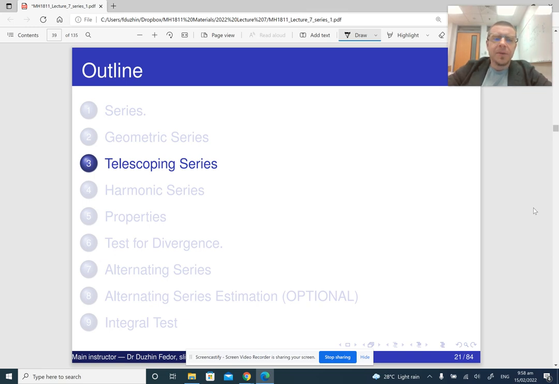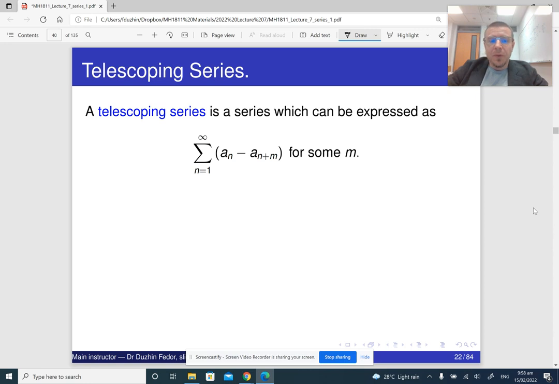The next type of series that we can find the sum of is called the telescoping series. So what is it? Here is the definition. A telescoping series is basically something whose elements we can express using some other sequence as a_n minus a_{n+m}, where the sequence a_n is known to us, right? So this is some known sequence.